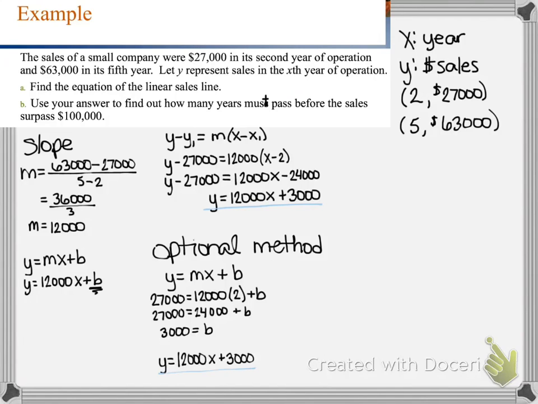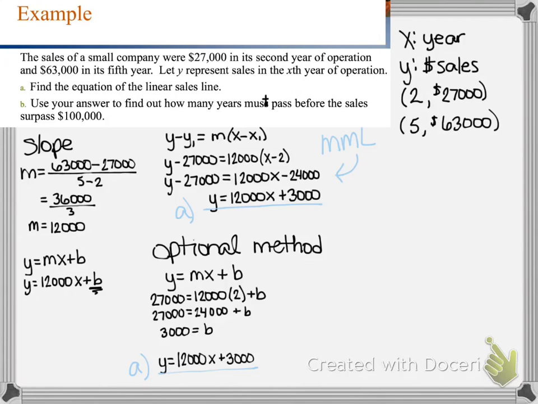But like I said, if you're doing your homework in my math lab, it's going to show you the first way. So this is what my math lab will show you. My math lab will do it that way. Alright, both of those answer part A. This is the answer to A, just depending on which method you used. We need to answer part B. Part B said to use our answer to find out how many years must pass before our sales surpass $100,000.